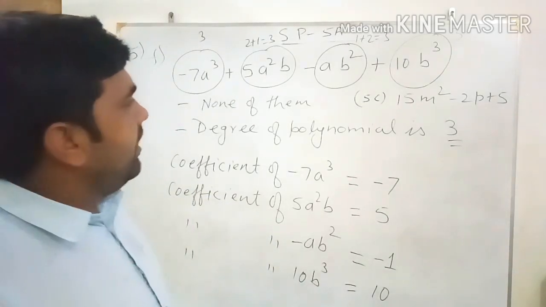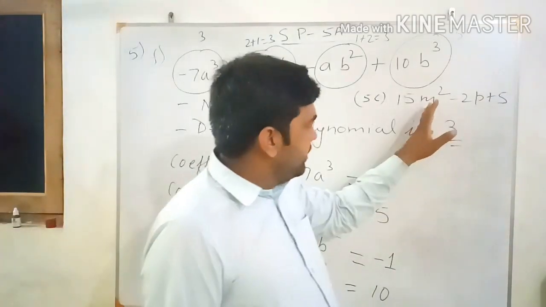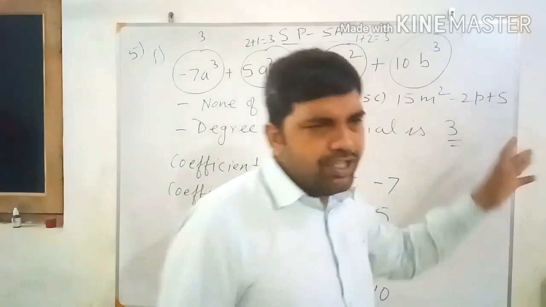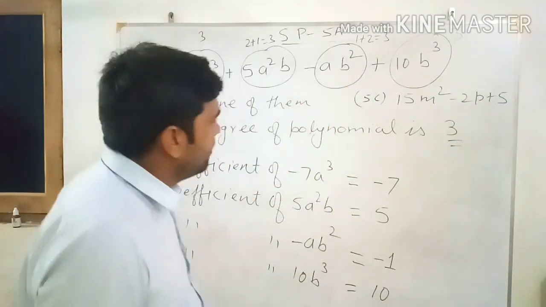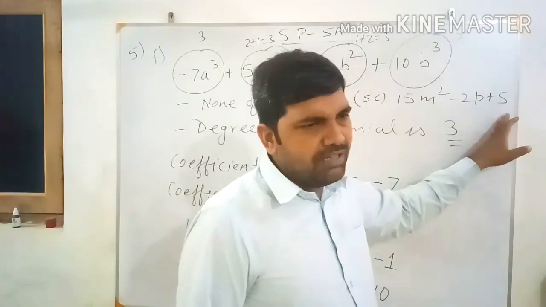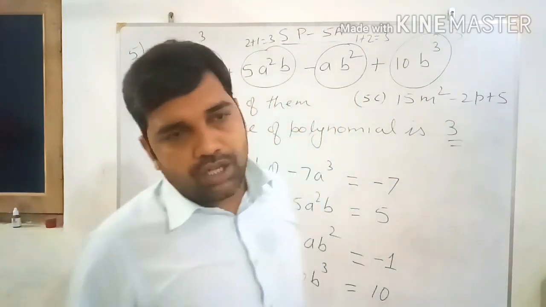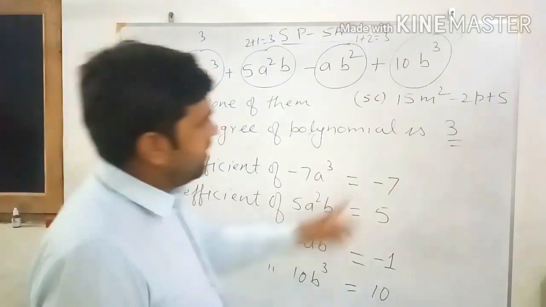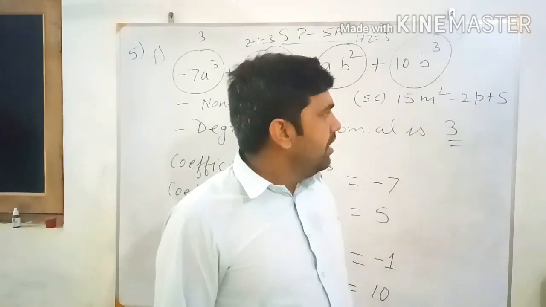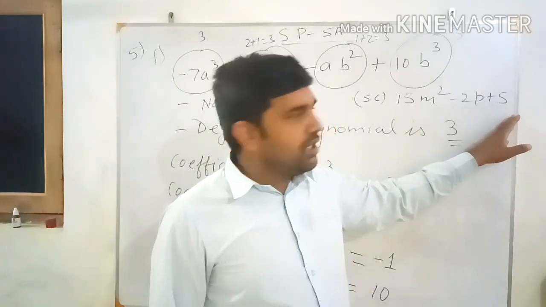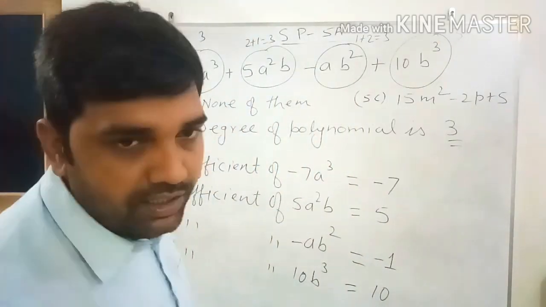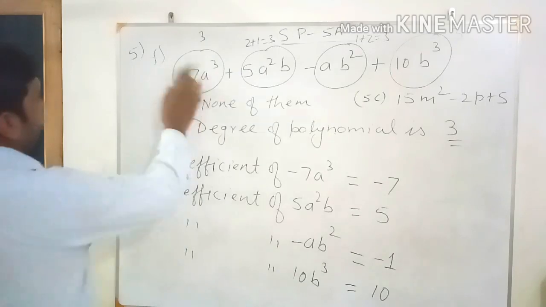So in this we calculate the coefficients of the terms which contain the variables. The term which is not containing the variables, no need to write the coefficient of that term. So only write the coefficient of the first term and second term. Third term is the constant term, no need to write because it is a numerical constant. So the coefficient of first term 15m square is plus 15, and the coefficient of the second term minus 2p is minus 2, and no need to write the coefficient of the third term because it is a numerical constant.